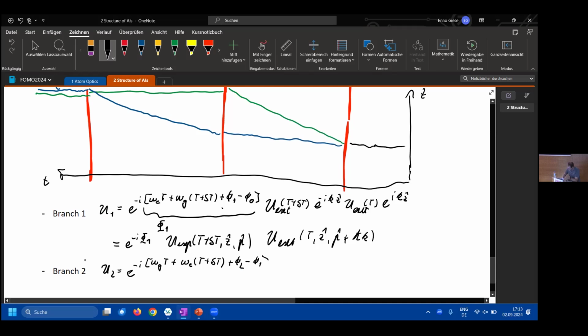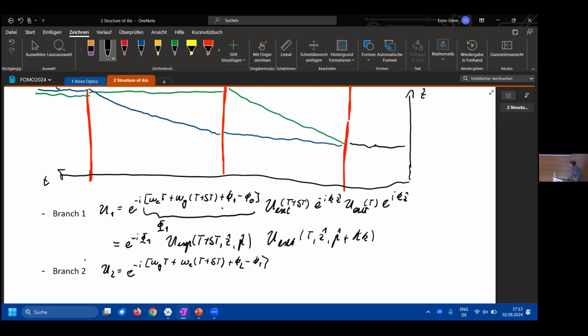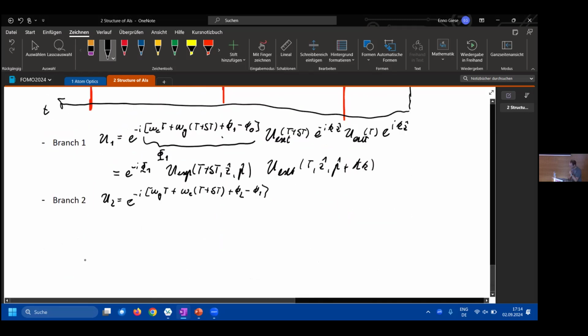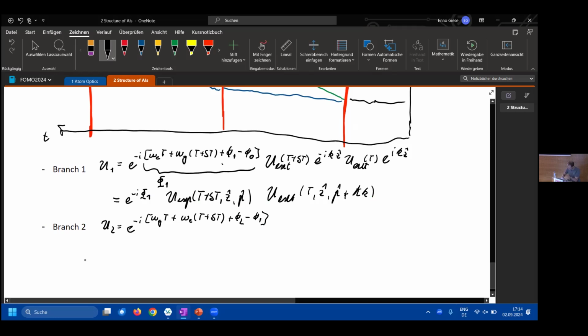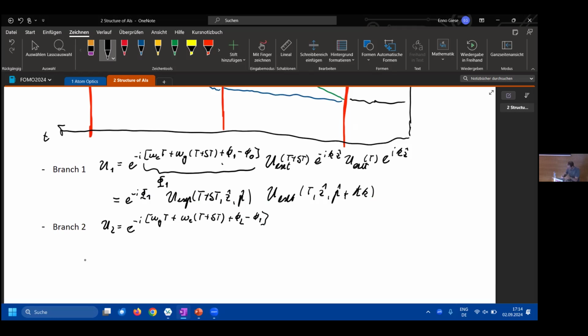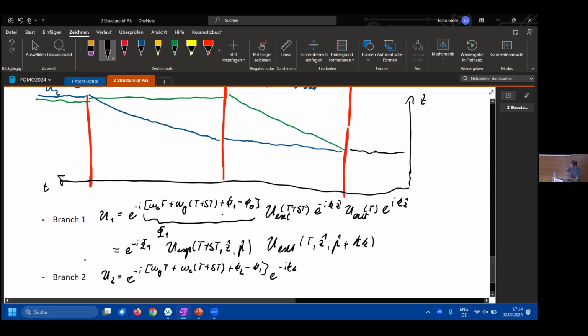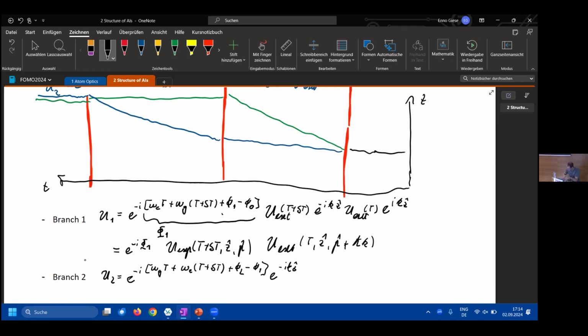minus phi 1, because this phi 1 has the opposite phase here on the lower arm, because the momentum is transferred in the opposite direction. Okay, and now we have in the very end a reduction of momentum, e to the minus i kz. If you just remember this picture here, that's the blue thing. We get a momentum kick in the very end to end up in that particular exit port. We have u external that depends on time t plus delta t, we have e to the ikz, and we have u of t.